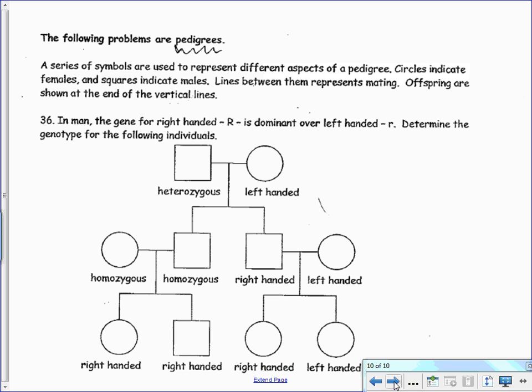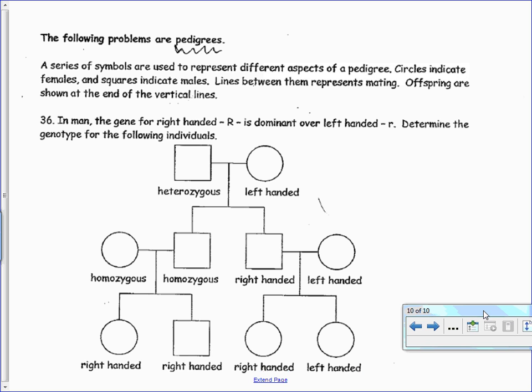Okay, so what you're going to have to do when you are doing a pedigree is fill in the genotypes based on the information that's given to you. We're not going to do any shading. So what I like to do first is get the critical information from the word problem, and fill in everything I know for sure.